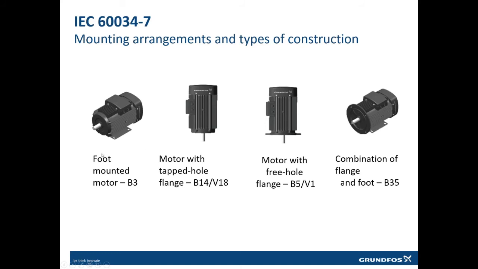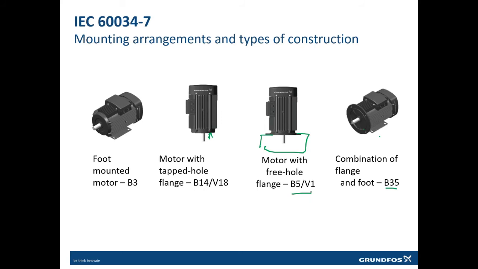Mounting arrangements, this is foot mounted. That means you have a foot with the motor, with tapped holes. You have tapped holes below the motor here, so you will attach it to the load directly. Then you have a flange. You will have a load and you will attach the motor to the load with the flange. And then you have a flange and the foot together, usually defined as B35.